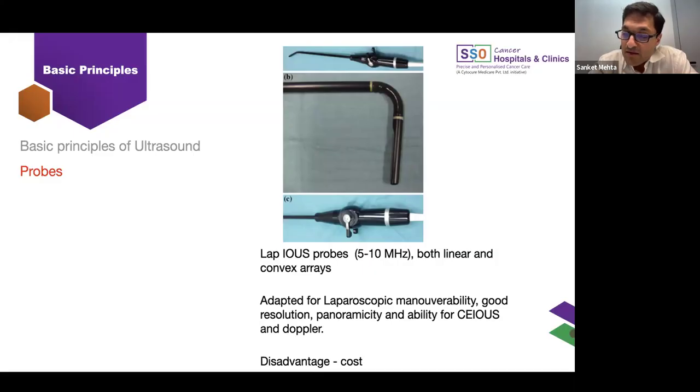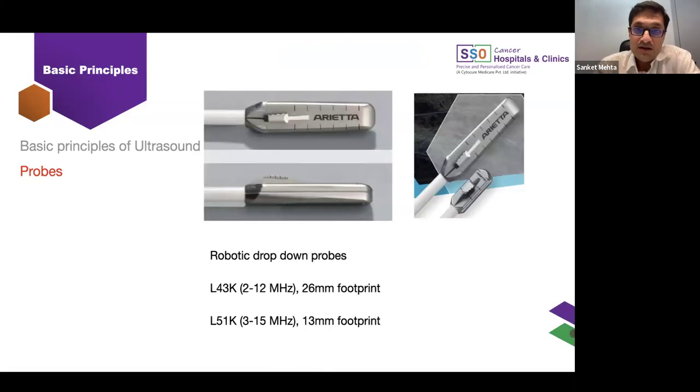It has got excellent panoramicity and ability for both Doppler and contrast enhanced imaging. The only disadvantage is the cost. It's the costliest probe that is available, and it's almost like 5 times the cost of a robotic probe.